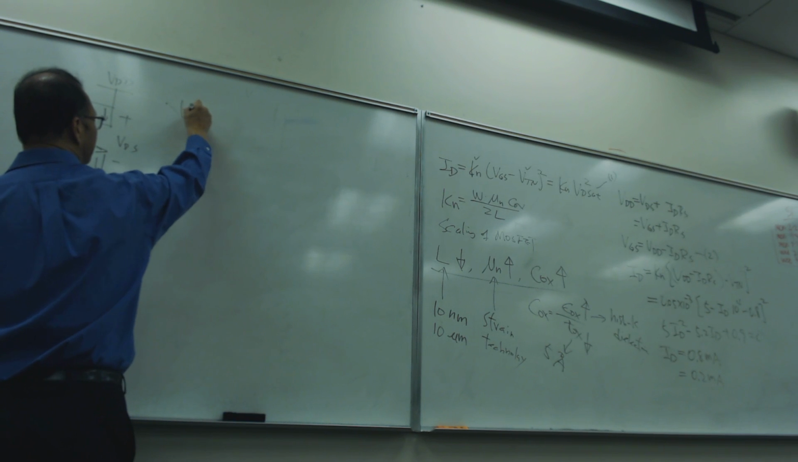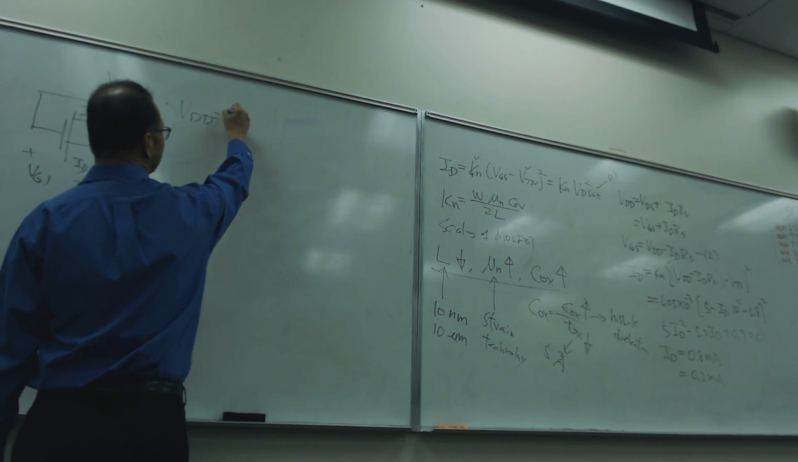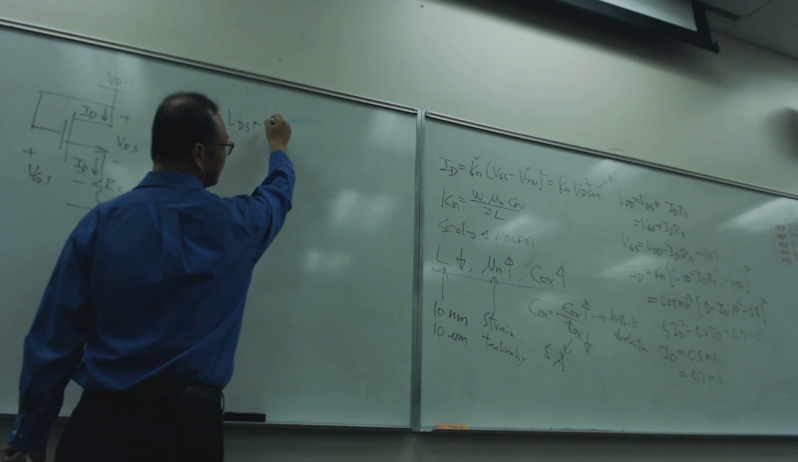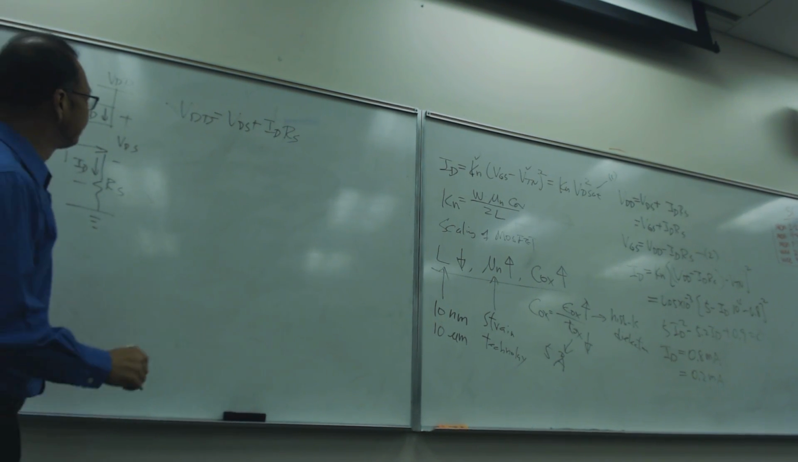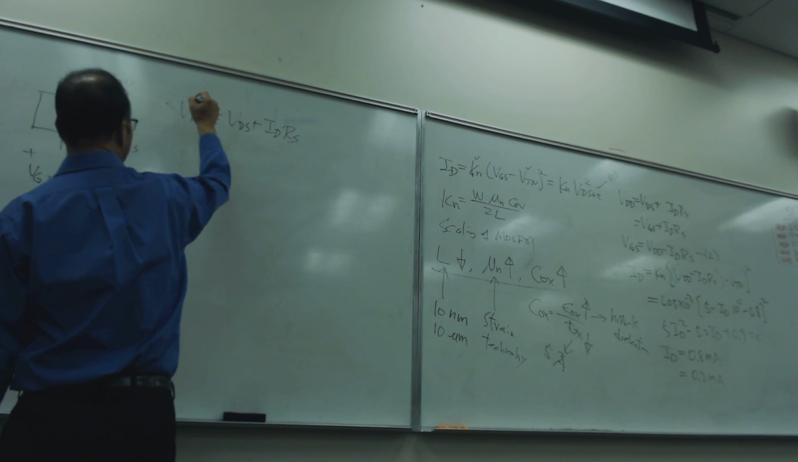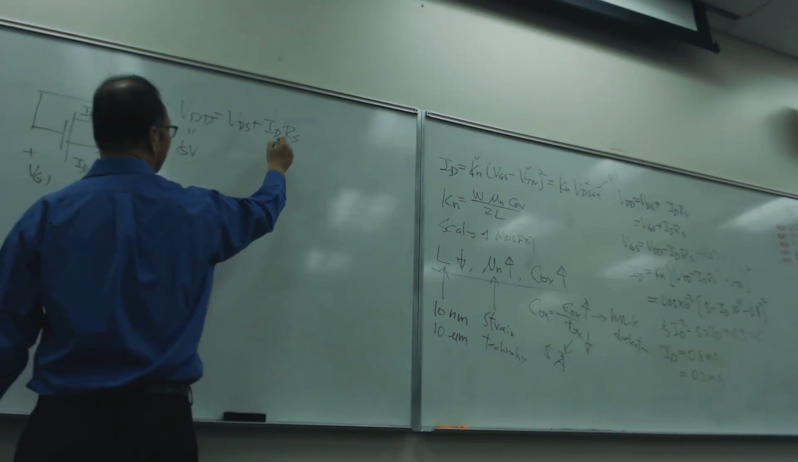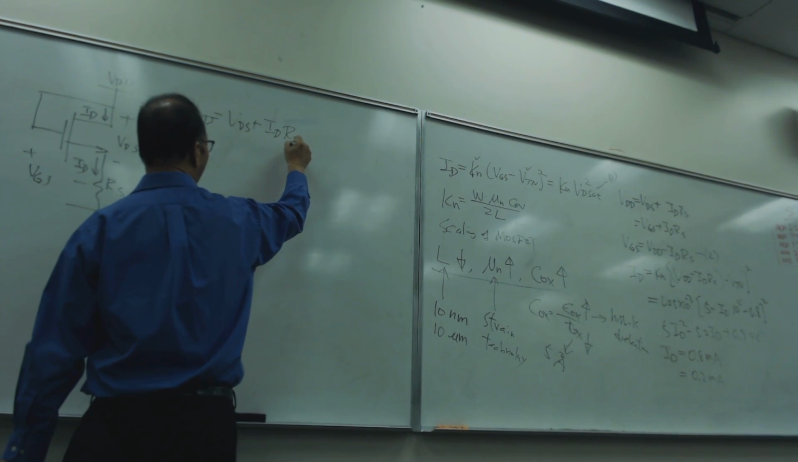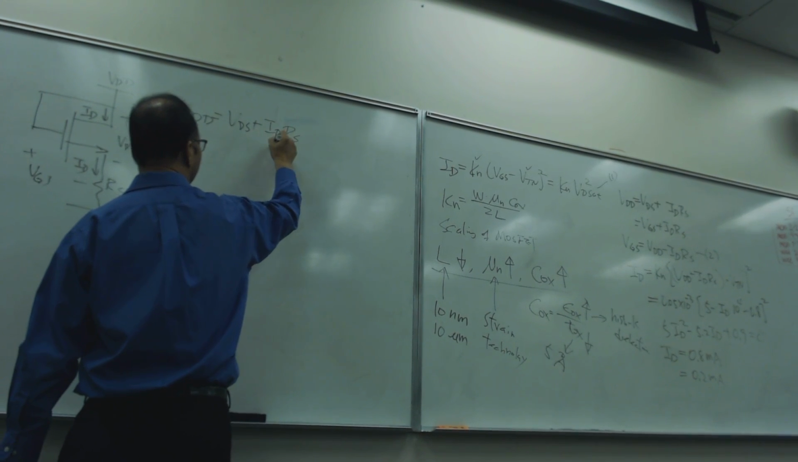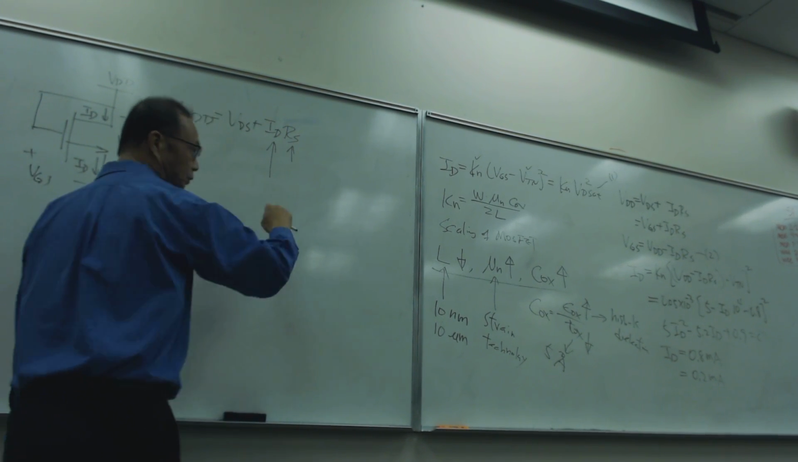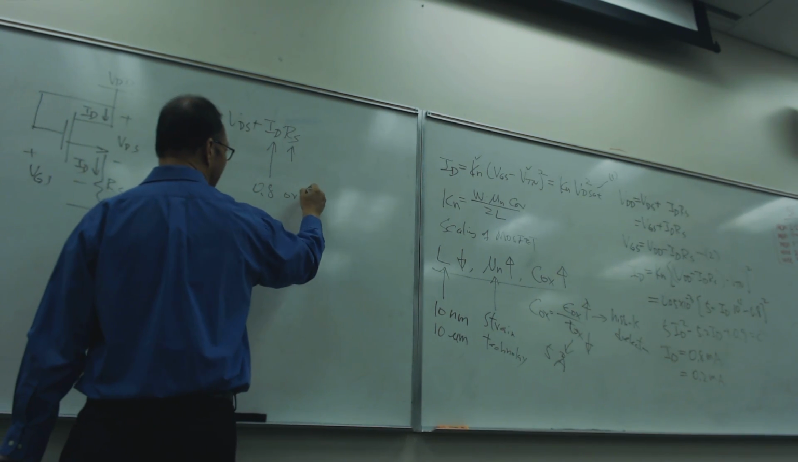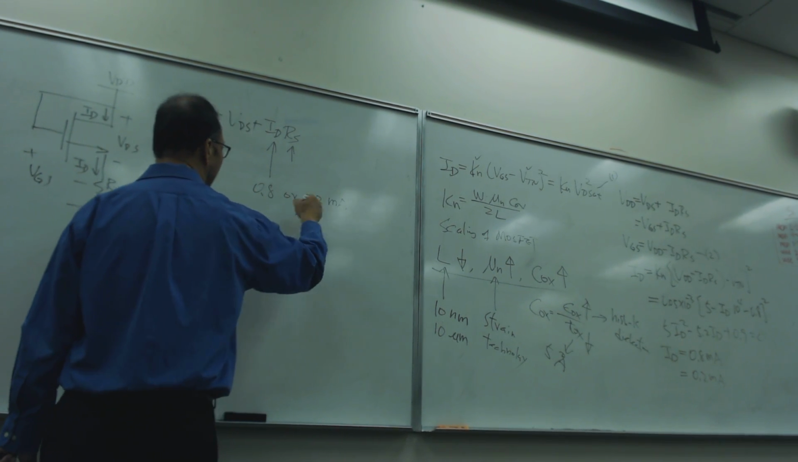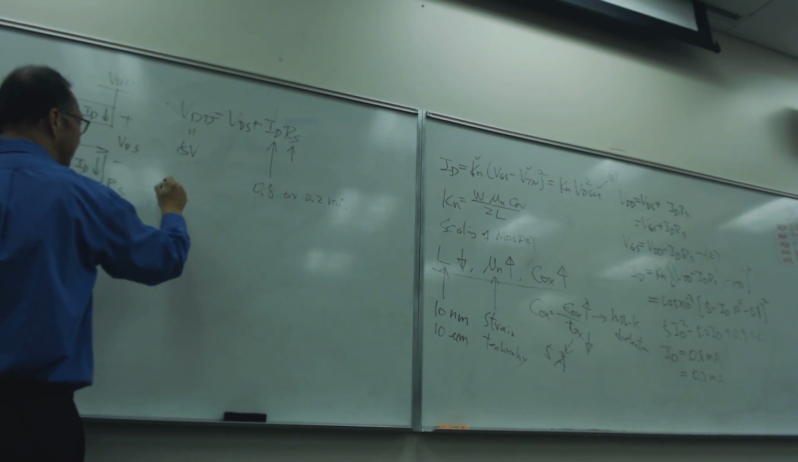Okay, so output loop equation: VDD equals VDS plus ID times RS, correct? So this is known, correct? 5 volt. RS is known. This, we have two solutions, right? 0.8 or 0.2 milliamp. Okay, so you use that to calculate your VDS.